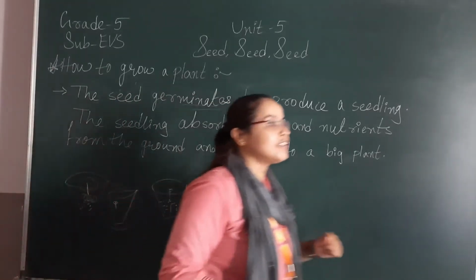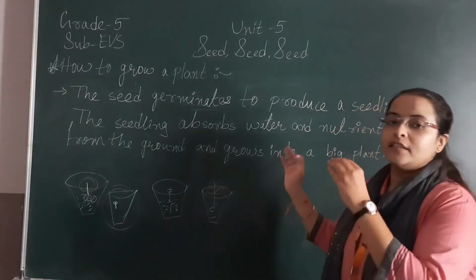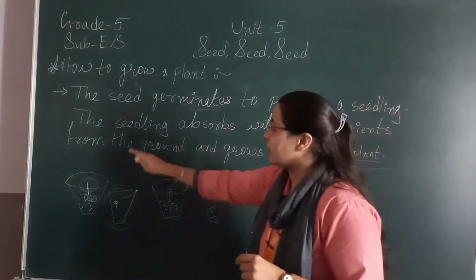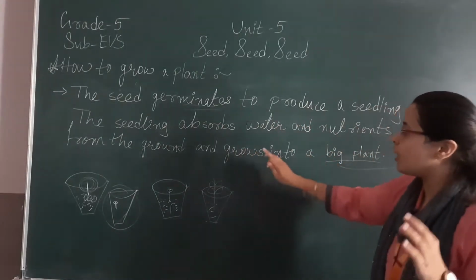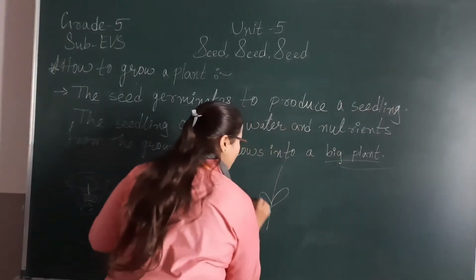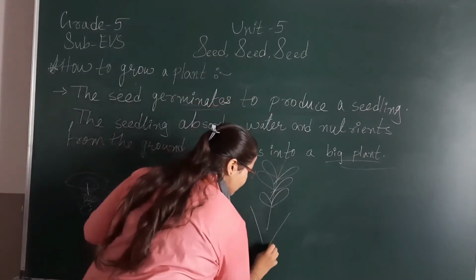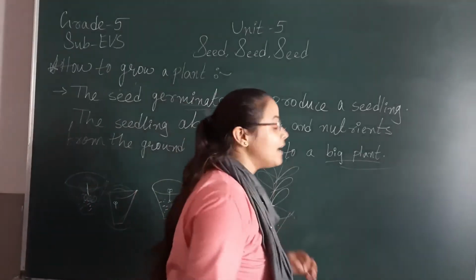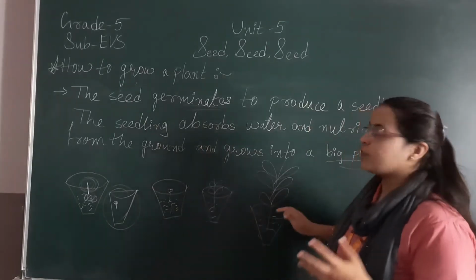So this will be the condition day by day. The seedling will turn into a plant, then a short plant, then a big plant. The seedling absorbs the water and nutrients from the ground and grows into a big plant. Further on, a full big plant will form, which has grown from my pot. From my pot only it is grown, but it will be big. Why? Because I have given the proper amount of water, and nutrients it is getting from the soil.